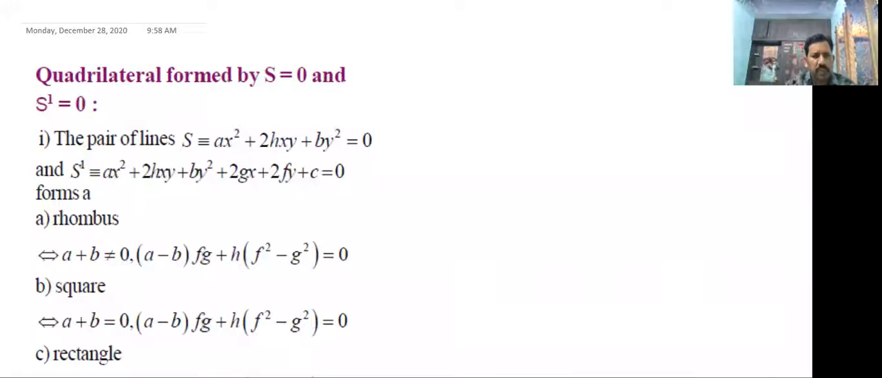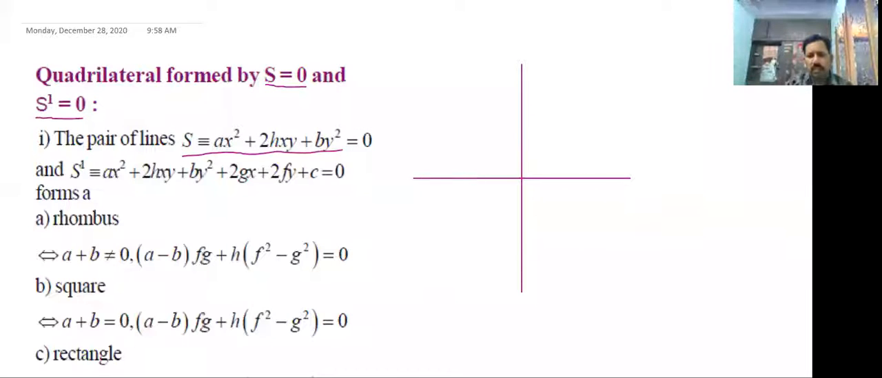Now, today I am going to discuss the quadrilateral formed by S equal to 0 and S dash equal to 0. S means ax square plus 2hxy plus by square equal to 0. So, this is a homogeneous equation passing through origin. The homogeneous equation is representing two lines. So this is one line, this is another line.